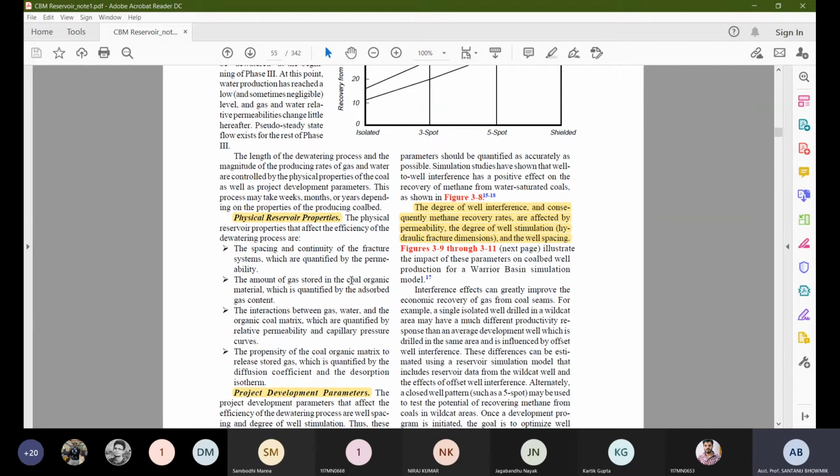The third point, the interactions between the gas, water, and the organic coal matrix, which are quantified by relative permeability and the capillary pressure. Capillary pressure, I think all of you know from the fluid mechanics class. If you don't know, I request you to search on the internet to find what it means. Okay. Capillary pressure and the interactions. Interaction means now there are three phases coming. There are two phases of gas and water, which together are mixed and termed as a fluid. But again, there is a solid coal structure.